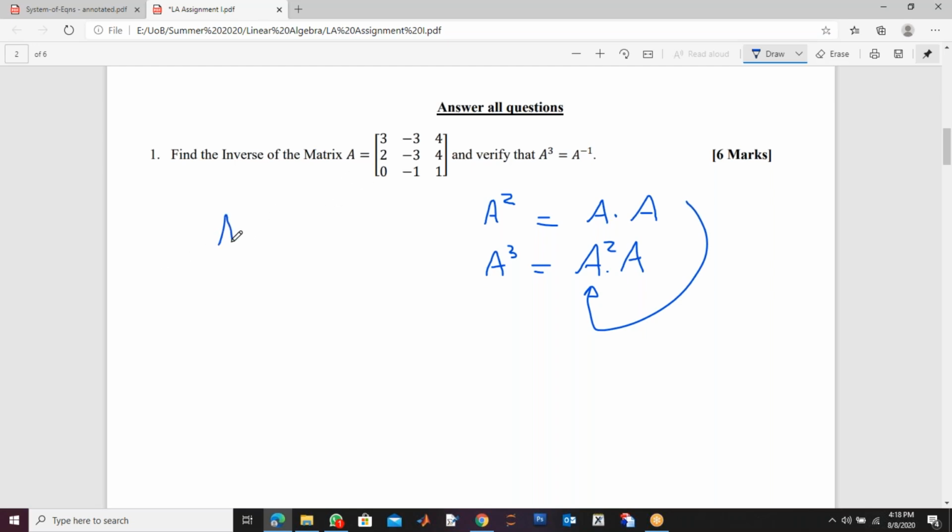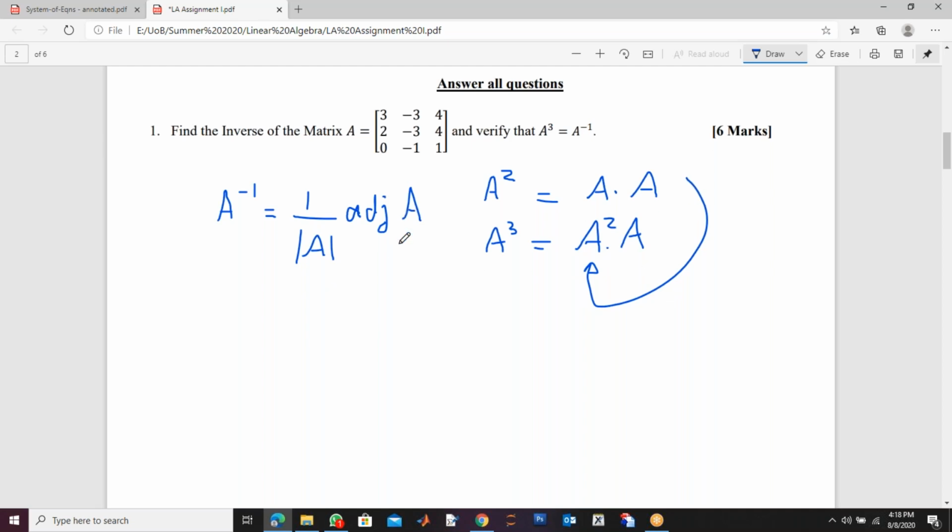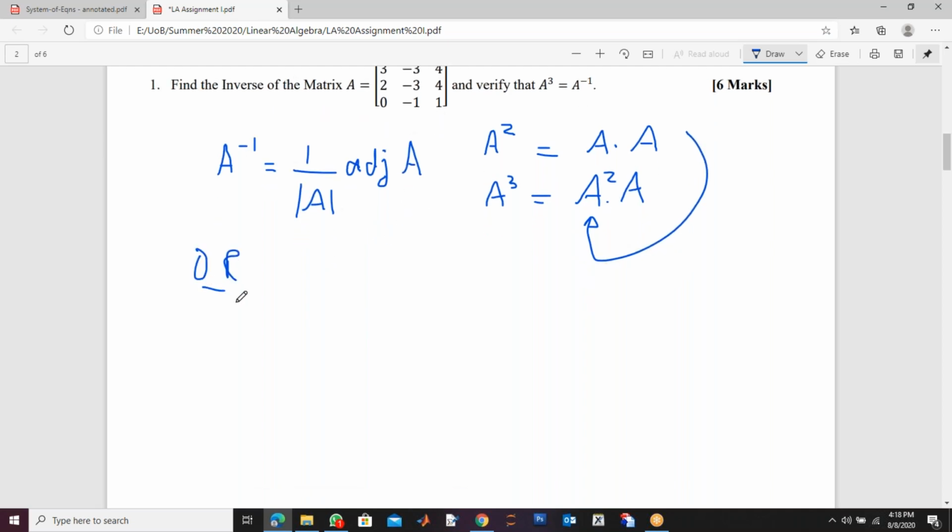There are two methods of finding A inverse. You have to find A cube separately and A inverse separately. A inverse has two formulas. We had one, which is one over the determinant of A times the adjoint of A. It's your choice whether you want to use this. It's a little lengthy process.